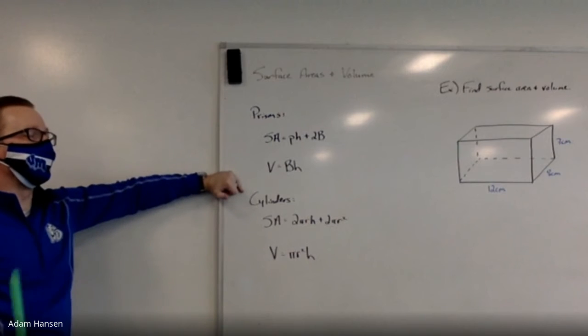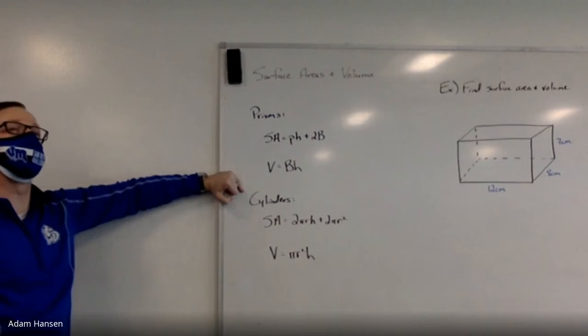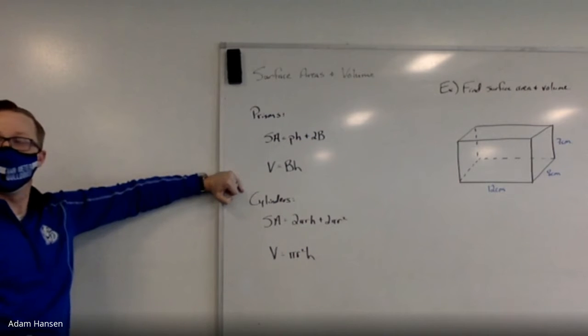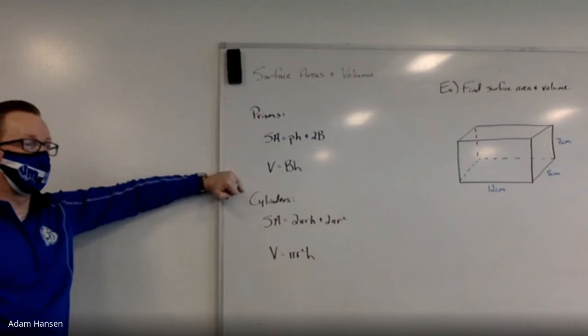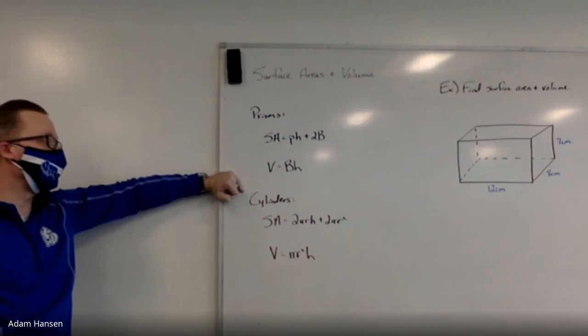A cylinder, like a soda can or a soup can. What shape is the base of a cylinder? Circle. A cylinder is a circular prism. Since it's a specific type of prism, it has its own set of surface area and volume formulas.